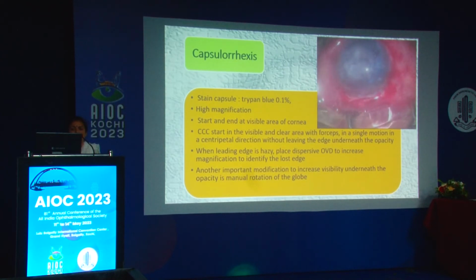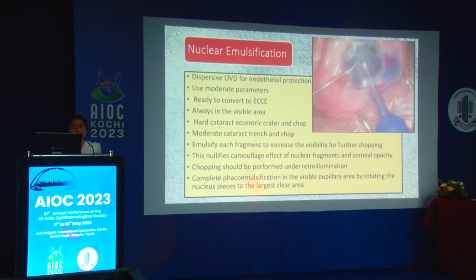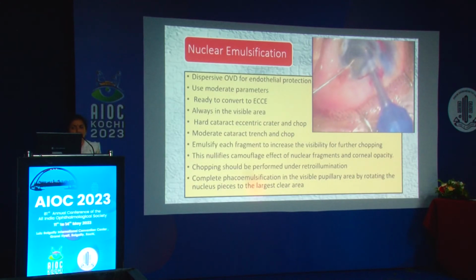Underneath the corneal opacity, you can use the forceps, hold the edge of the capsule, and then in a single motion in the centripetal direction, you can complete the rhexis. But if you lose the edge, again use the viscoelastics, and then you can rehold the rhexis. Nucleus emulsification is also not so easy. Always be in the clear area where you can see the nucleus, whether it is hard cataract or any type of nucleus grading. You can do it clearly if you are in the clear area of the opacity.